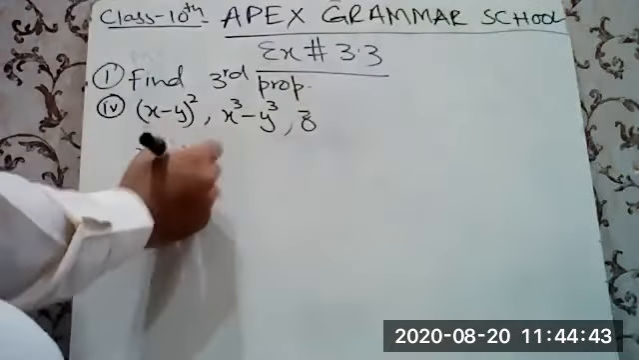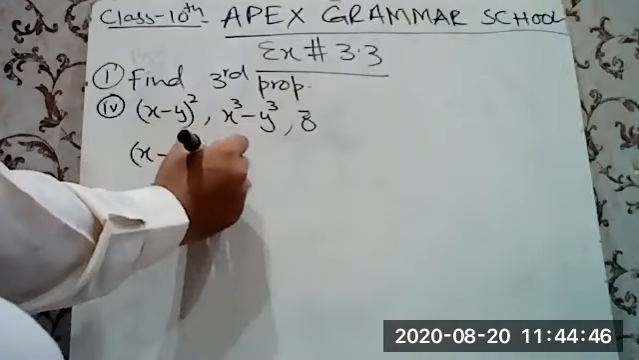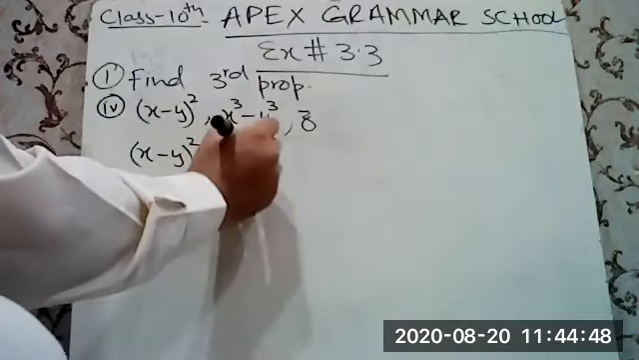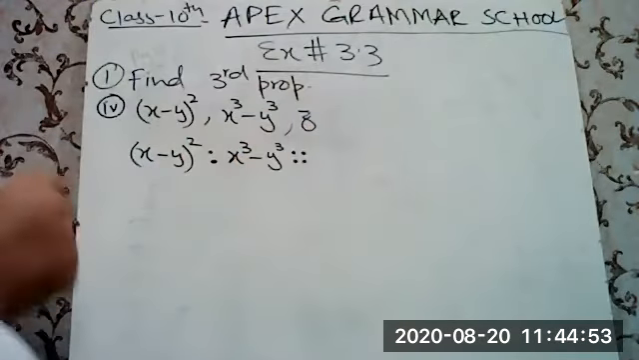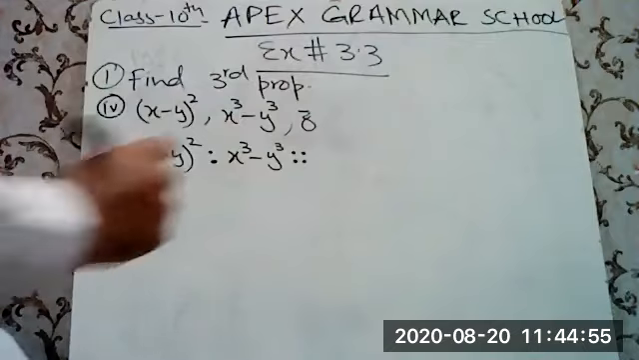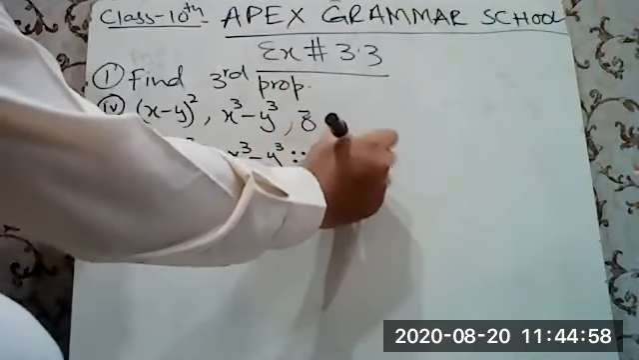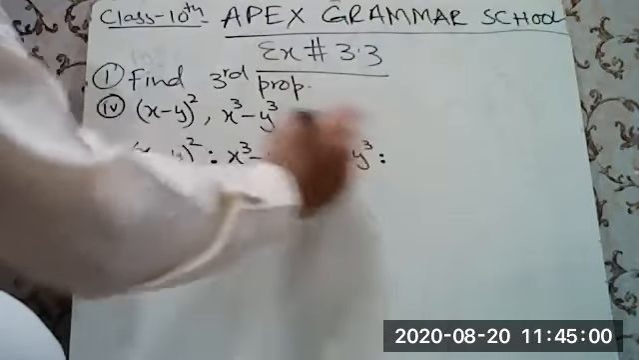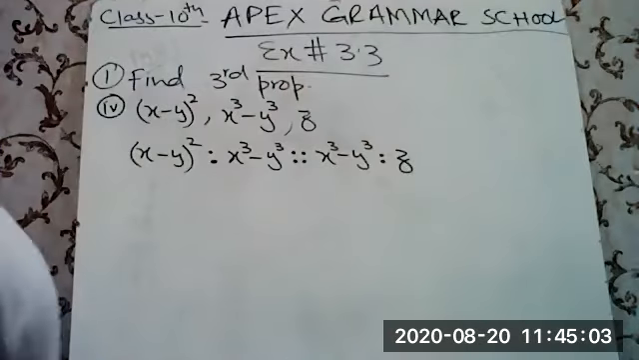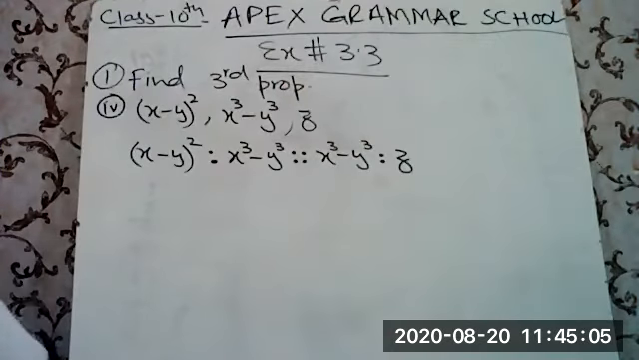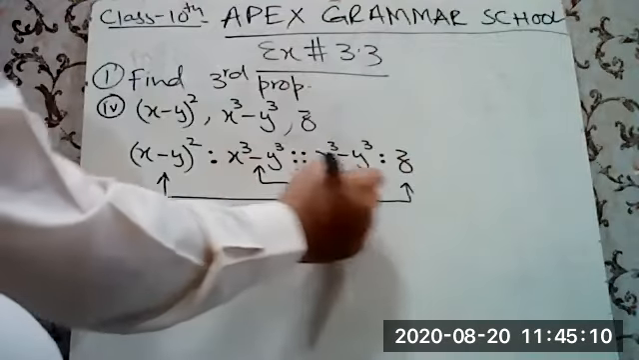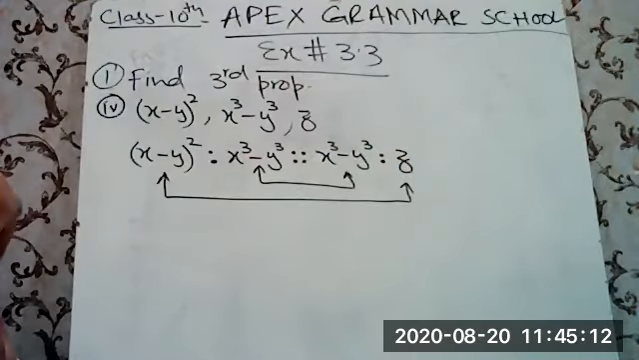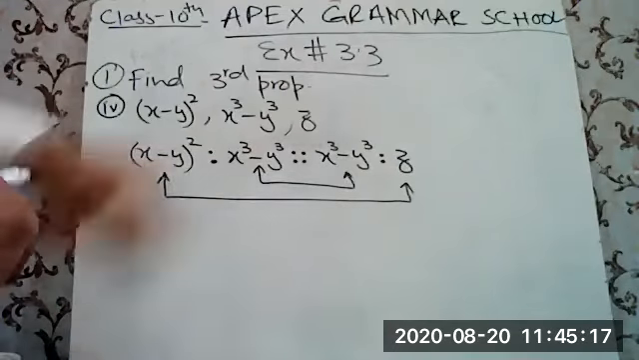X minus y whole square ratio x cube minus y cube, proportion. Again repeat this thing, x cube minus y cube ratio z. Now these are extremes and these are means. We can reduce our steps. X minus y whole square multiplied by z.